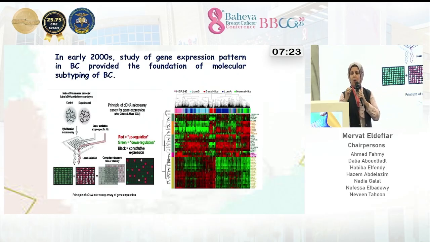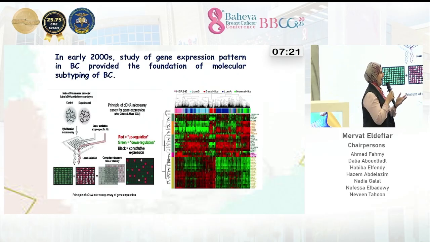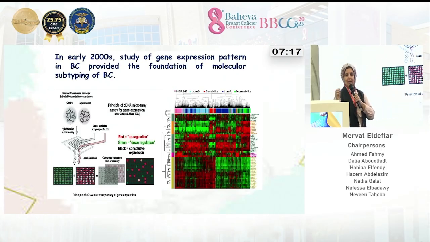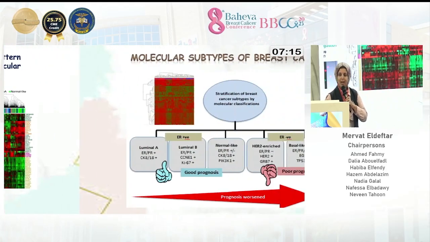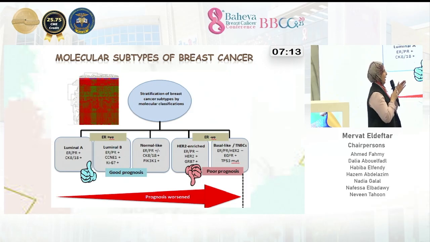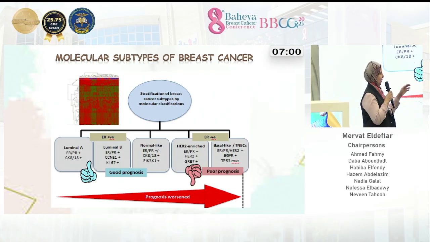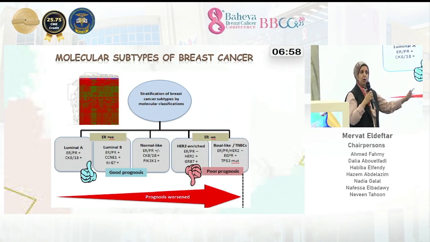First, we related the RNA expression in breast cancer to the prognosis, and that led to the molecular subclassification of breast cancer into subtypes that look like the normal breast, which are luminal, and the HER2 subtype or the triple negative subtype.